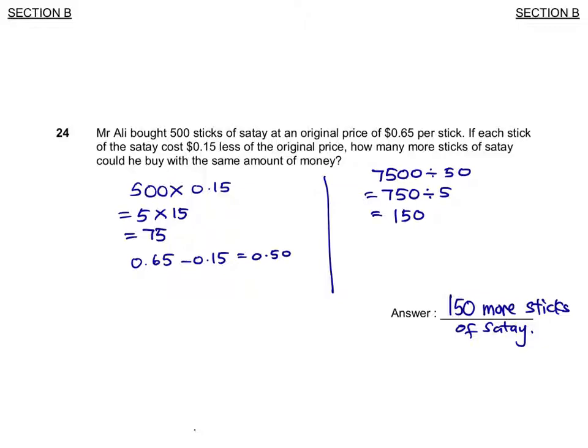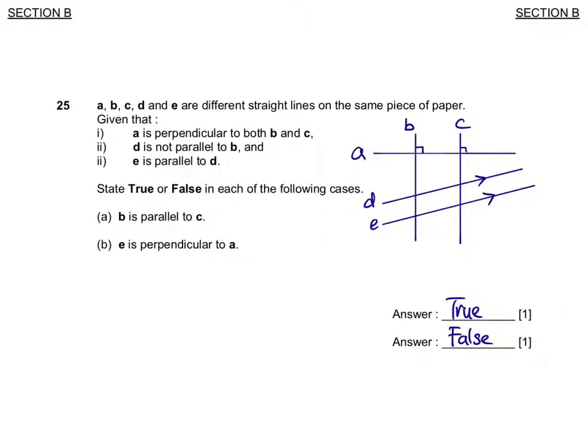So you change all to cents. So it's 7,500 cents divided by 50 cents. Okay, it will give you a whole number, 150. Okay, question 35 is a line question.